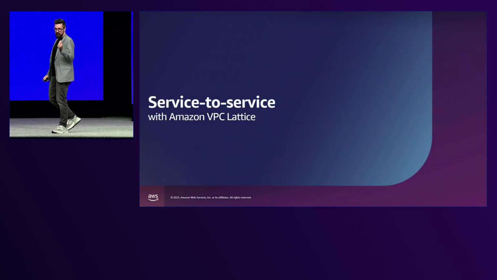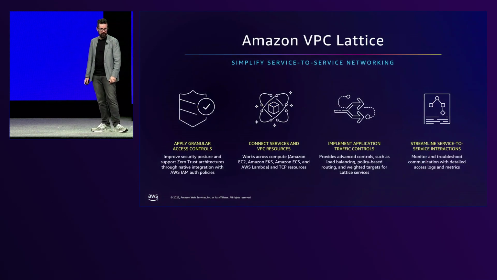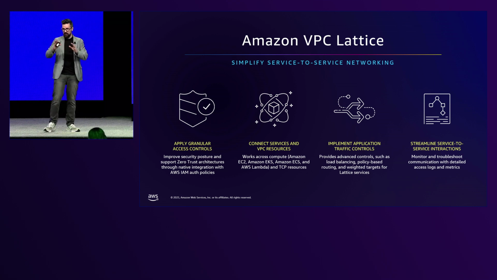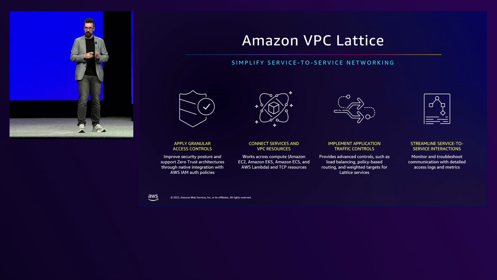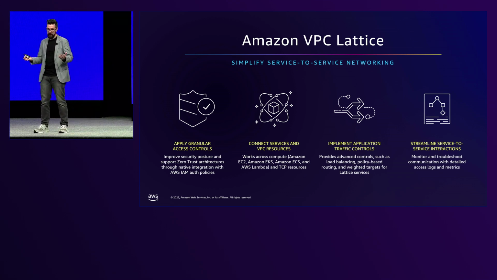So, that was client to service. Let's shift gears and talk about service to service with VPC Lattice. With VPC Lattice, this allows us to take those same zero trust concepts that we just illustrated with verified access, and now we're going to map some of those to service networking as well, or east-west networking if we're thinking about it from a VPC perspective.